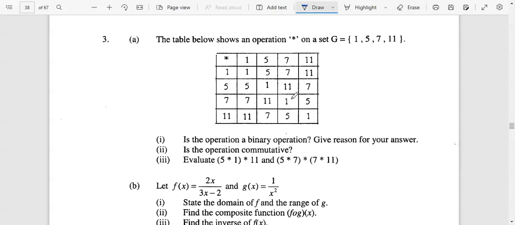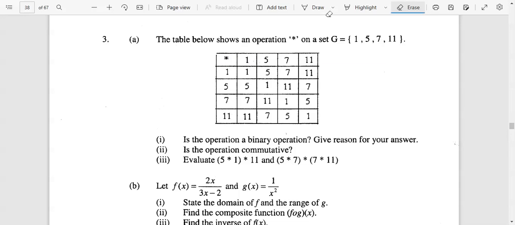Is the operation commutative? Now when you want to determine commutativity, let's say I say 5 star 7. What's the answer I'm getting? It's 11. What if I say 7 star 5? What's the answer I'm getting? It's also 11. So it's the same answer whether I start with 5 star 7 or 7 star 5. So that means that the operation is commutative.